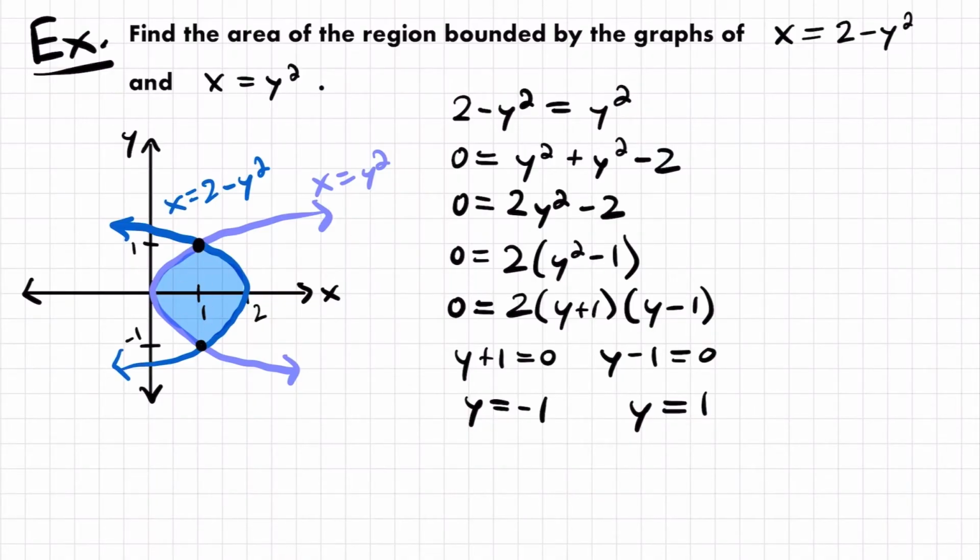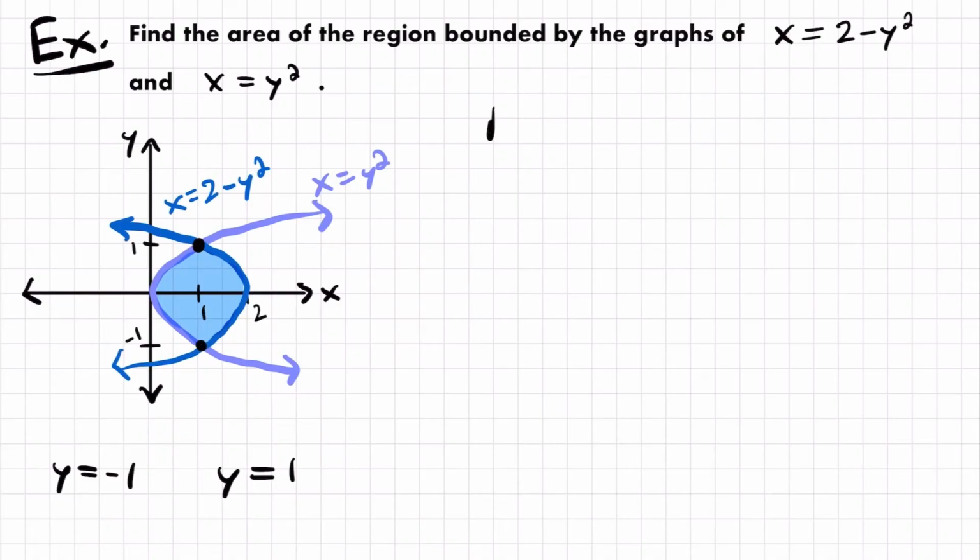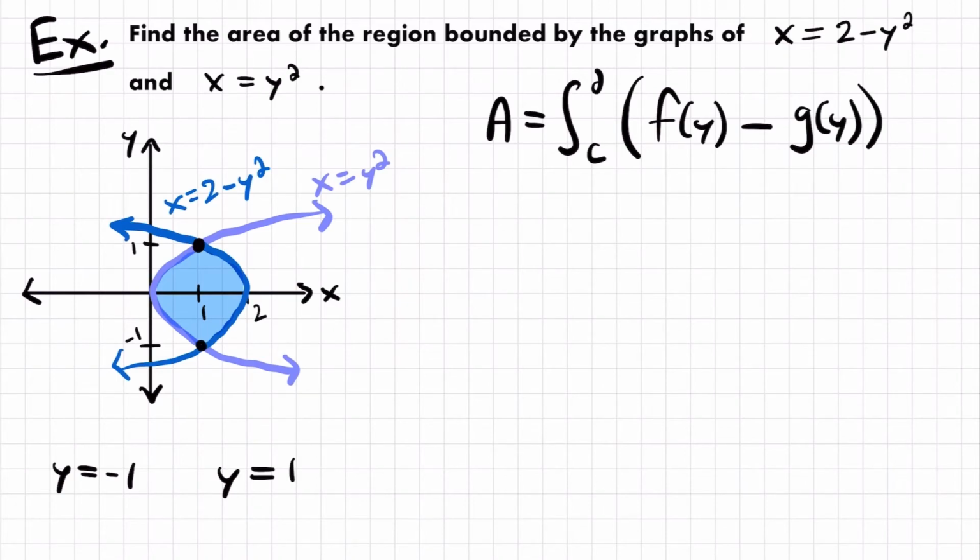And so now we can set up a definite integral to represent the area of this region and calculate its area. And so if we clean up our work here, we know that the area between two curves with respect to y is the definite integral from some value of yc to another value of yd of the top function, or the right function, f of y, minus the bottom function, or the left function, g of y, and that is multiplied by dy.